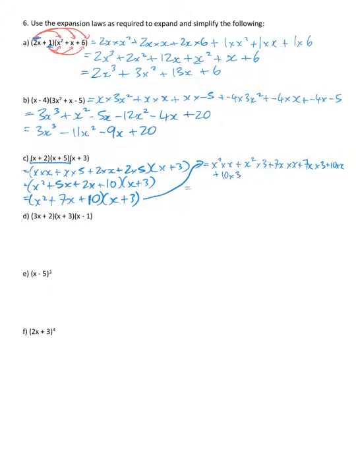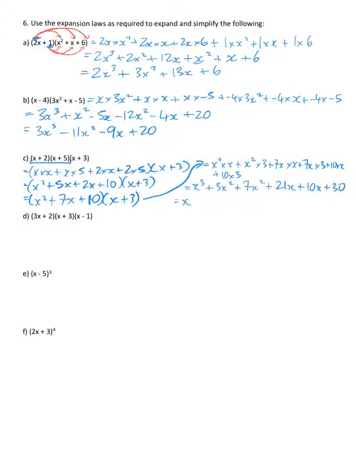So x squared times by x is x cubed, plus x squared times by 3 is 3x squared. 7x times by x is 7x squared. 7x times by 3 is 21x. 10 times by x is 10x. And 10 times by 3 is 30.